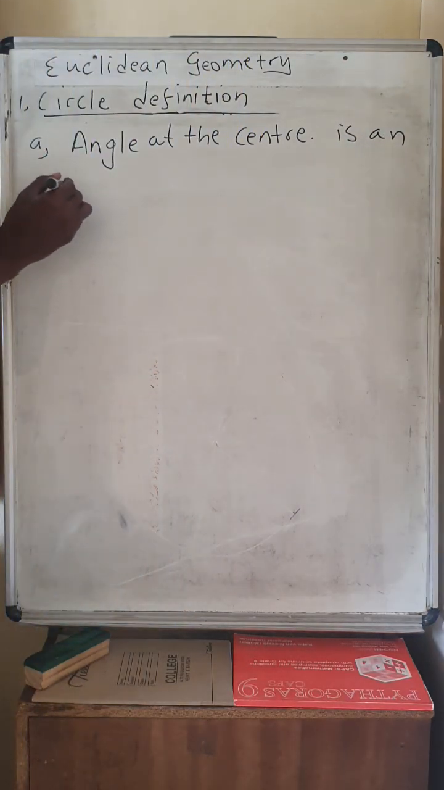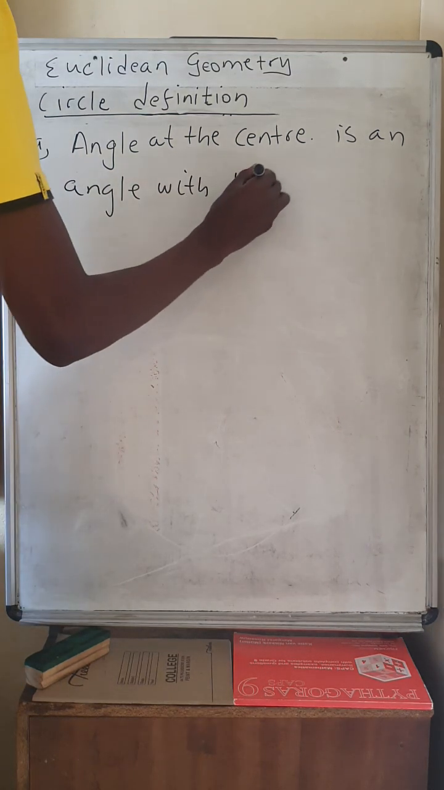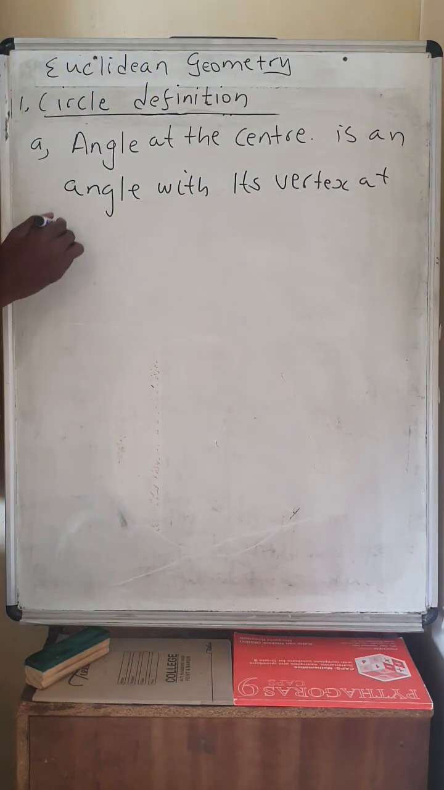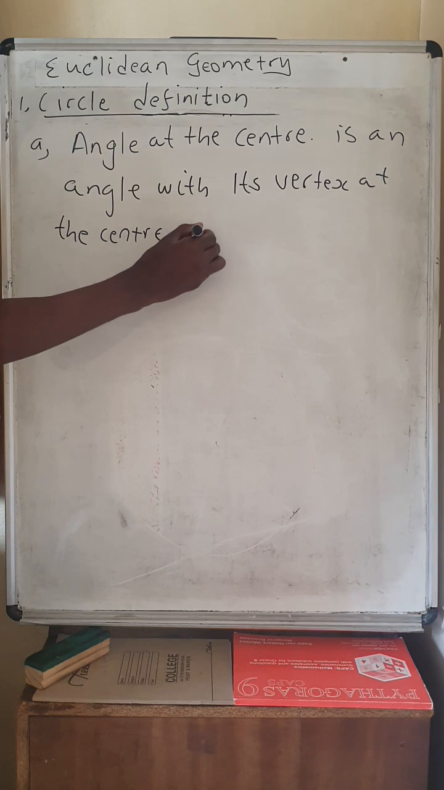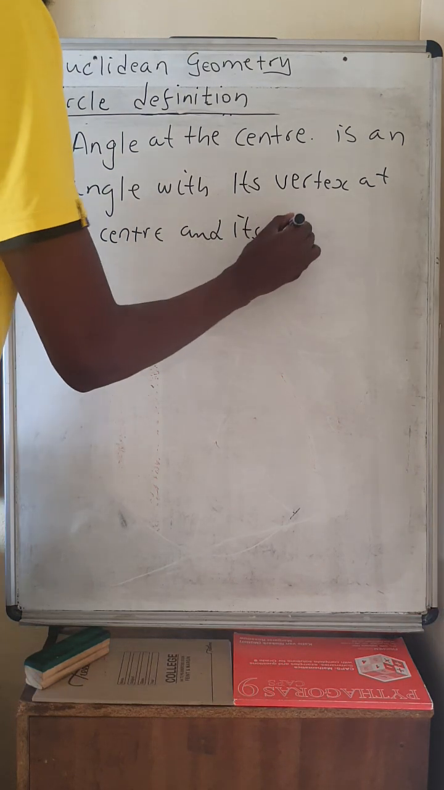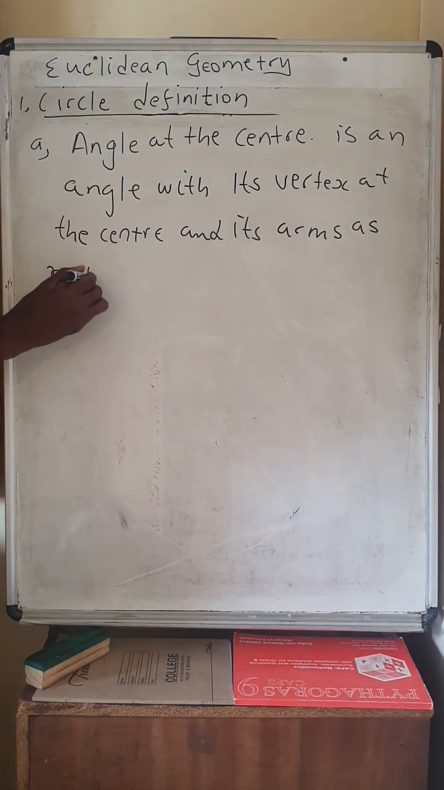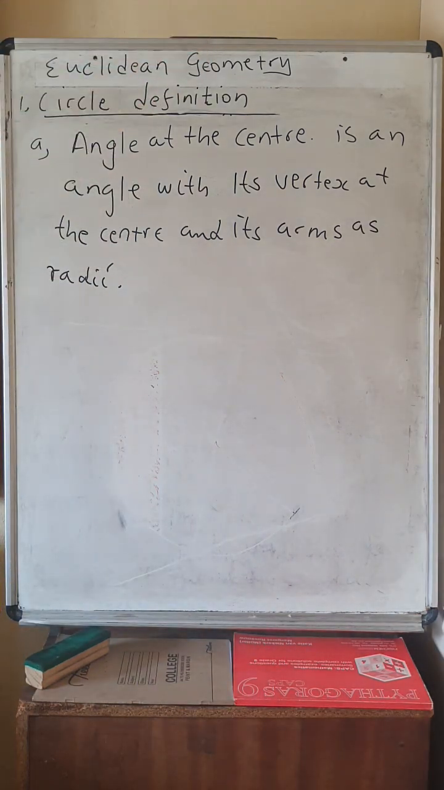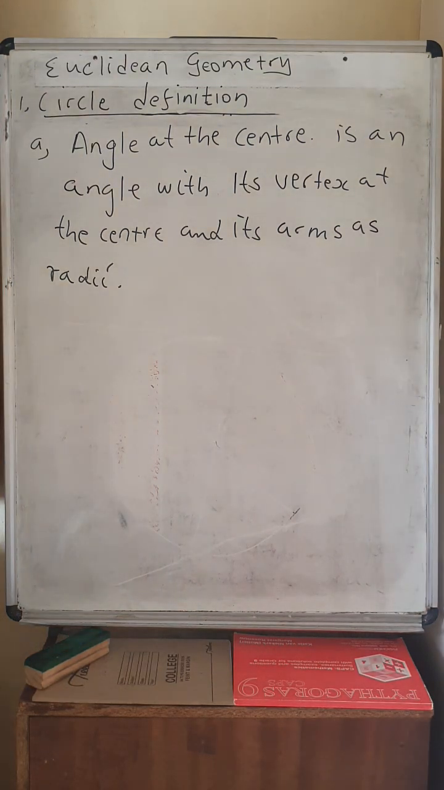With these ones, I will write them down. Is an angle with its vertex at the center, and its arms as radii. So that's how we define an angle at the center. An angle at the center is an angle with its vertex at the center and its arms as radii.